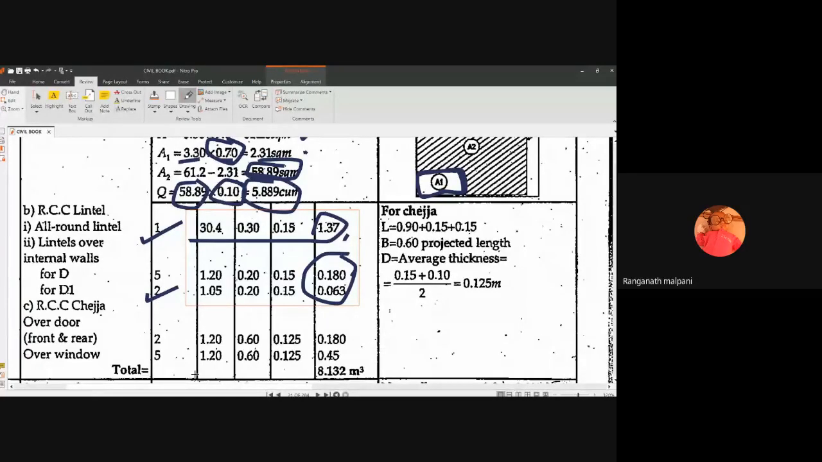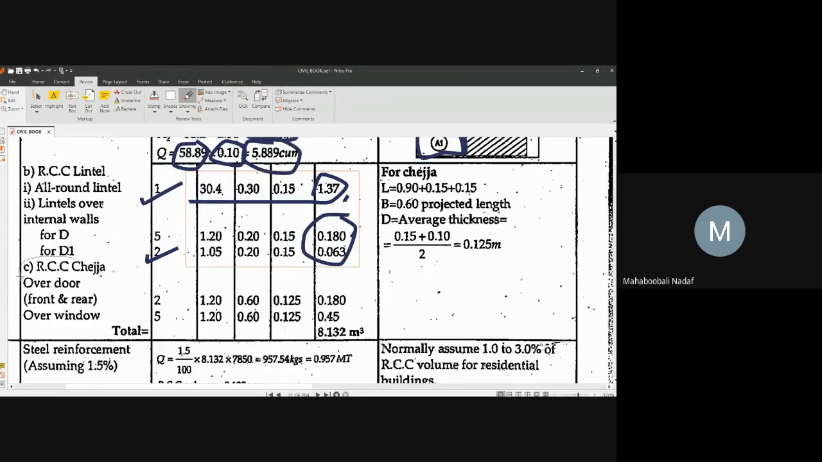Okay. So similarly, RCC, see how many items of RCC? One is a slab, one is lintel, two things completed. Another thing is there. What is that? Chajja. Chajja should be given wherever doors and windows are there, that too outside.